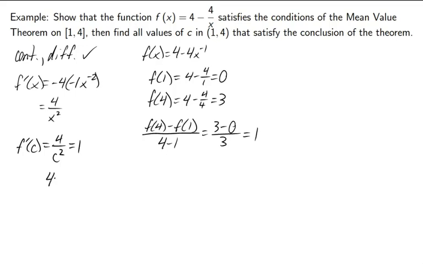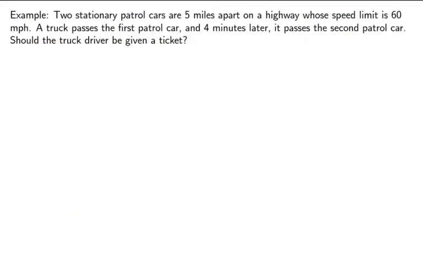Multiplying both sides by c squared, I get 4 equals c squared. So c equals plus or minus 2. And sure enough, one of those is in 1 to 4, namely the positive 2. This is a little application of the mean value theorem.